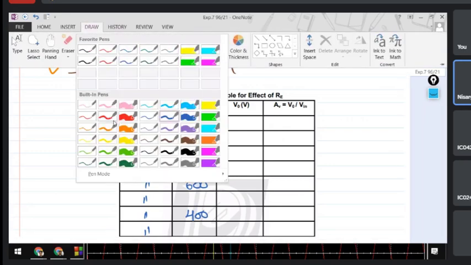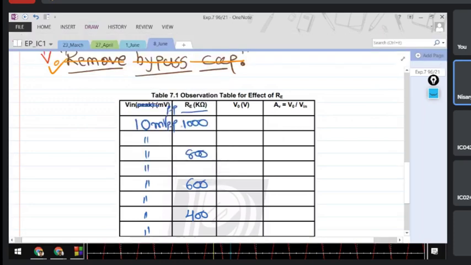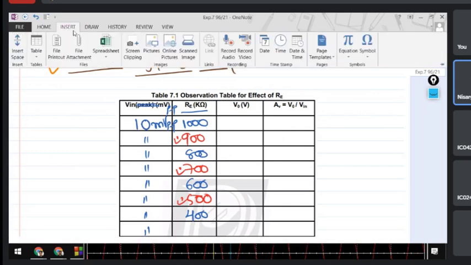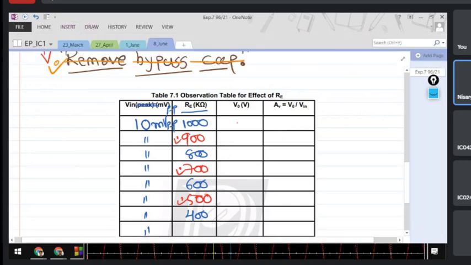You just write down this red one, that you have to take. While you do the practice, you take the readings of 900, 700, 500. This red one you will take, and I will take this blue one. So let us take 1000 ohm. What is the output? Output voltage peak to peak, right?